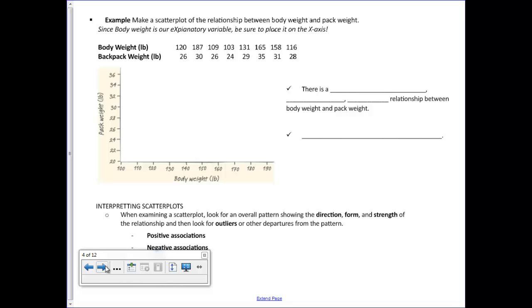So can we plot our points? 120, and then we go up to 26. And you plot your point, right? 187, and then up to 30. 109 and 26.